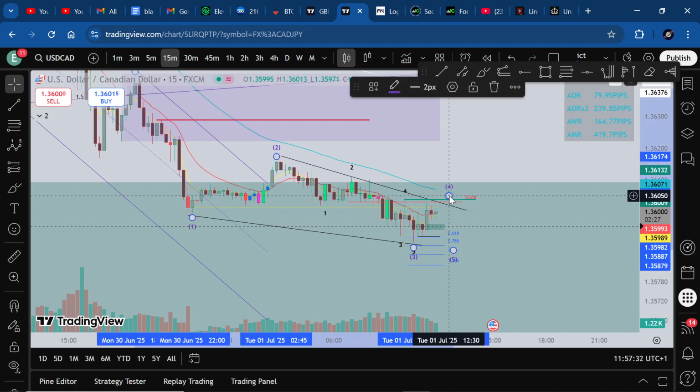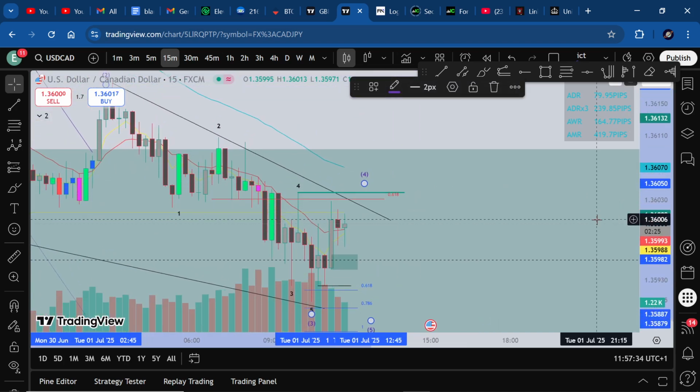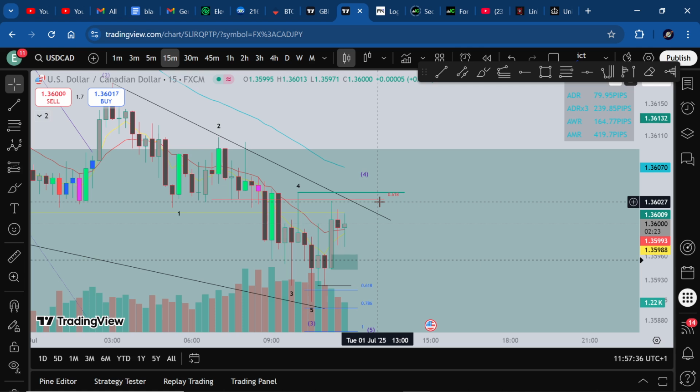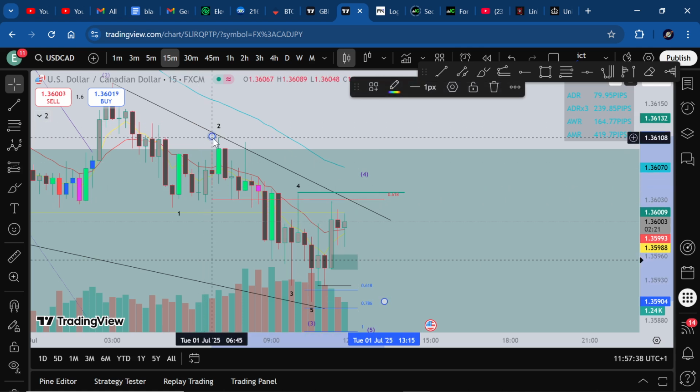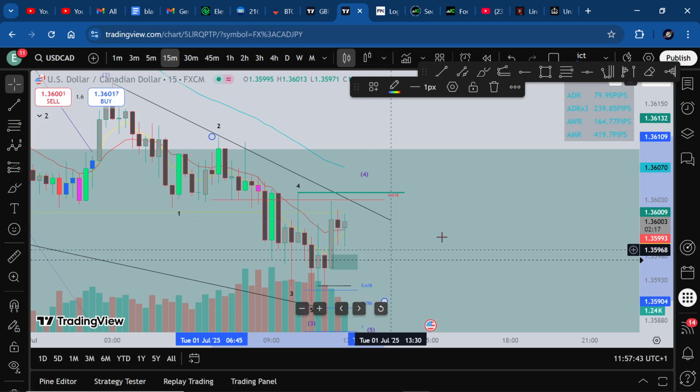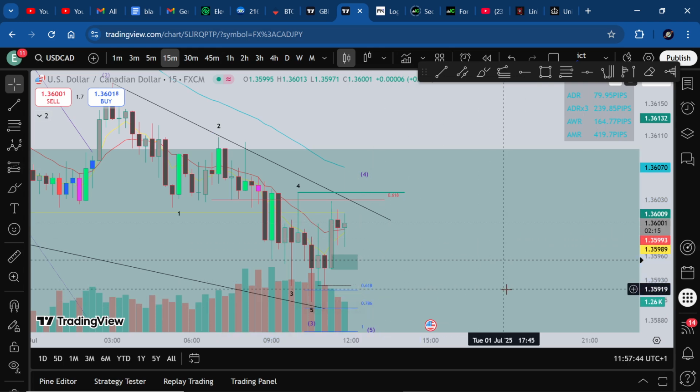On top of this, we've got this red line here, the 0.618, marked from the beginning of 2 all the way up here to the end of the structure down here.